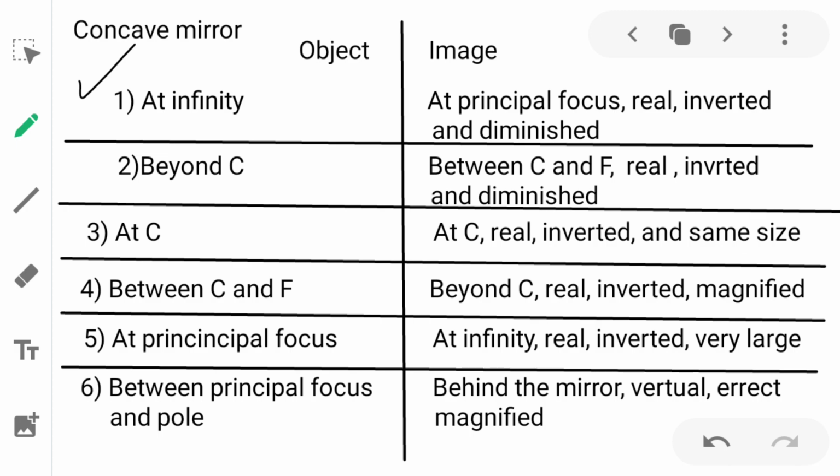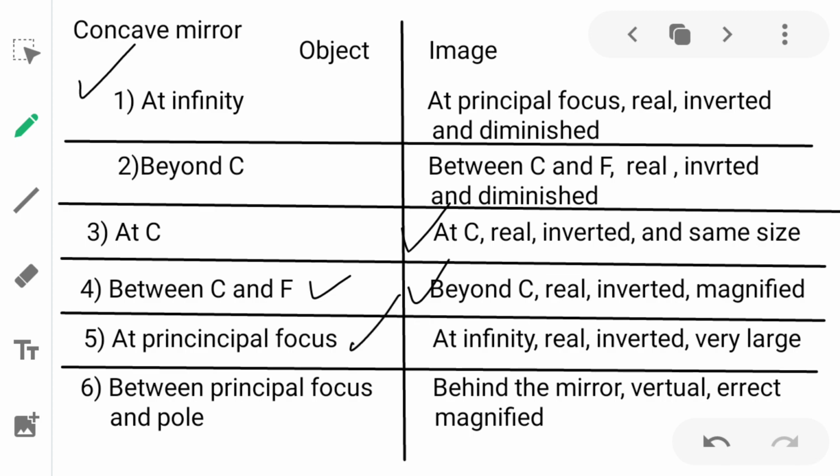How will the image be? It is real, inverted and diminished. The third position of the object is at C. When the object is at C, the image is also at C, real, inverted and of the same size. The fourth position of the object is between C and F. The image formed will be beyond C, real, inverted and magnified.